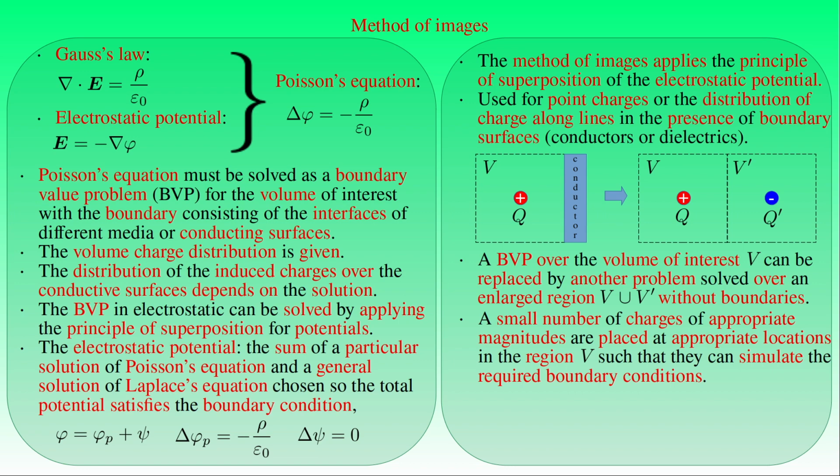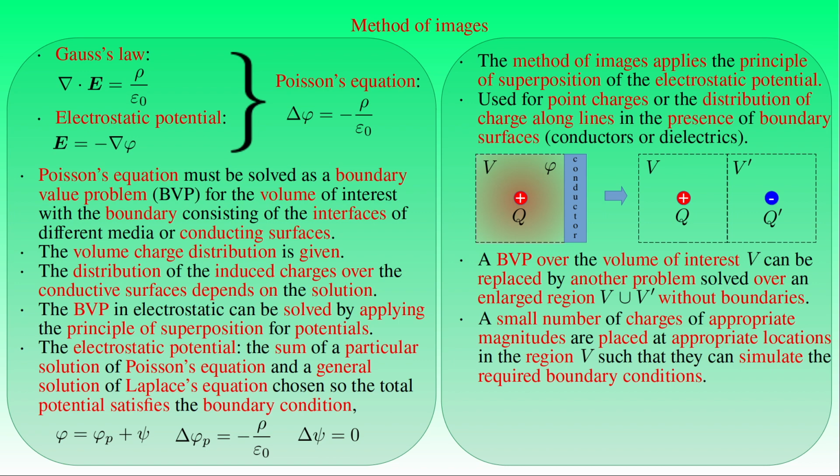In the example shown here, the boundary value problem is to determine the potential phi of a point charge Q in the vicinity of a conductor, either grounded or held at constant potential, which represents a boundary condition for Poisson's equation being solved over the volume V. By applying the method of images, we replaced this problem by another one over the enlarged domain of the union of V and V', where we placed a point charge Q' in the complementary volume V'. We can choose the magnitude of Q' and its position in the volume V' such that we can simulate the boundary condition in the original problem.